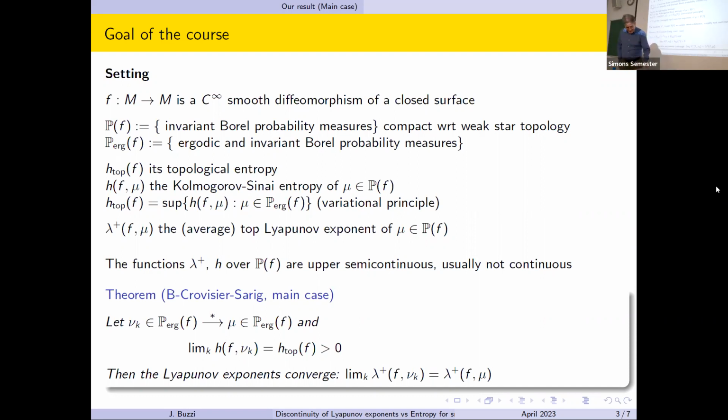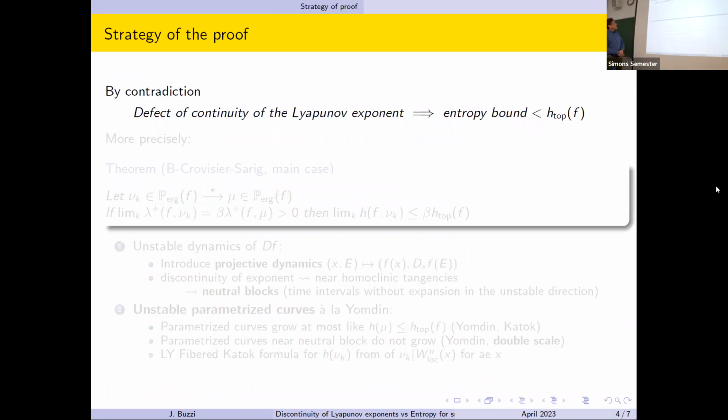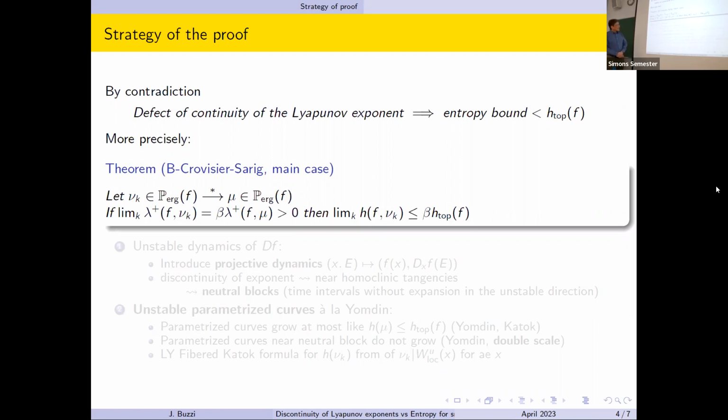Okay, any other questions? The way we prove this statement is to say: if continuity of the exponent fails, if we don't have our conclusion, then we don't have our assumption, in the sense that we will prove that the limit of these entropies has to be bounded away from the topological entropy. This is essentially contradicting the statement. It's a proof by contradiction. We are going to prove something a little bit stronger, a little bit more quantitative than just saying we are bounded away from the topological entropy.